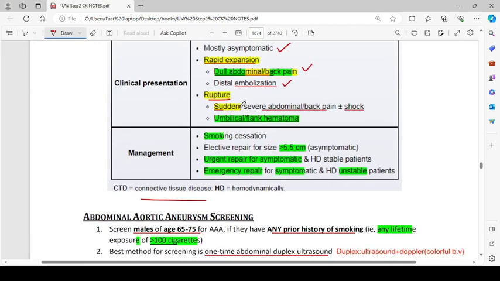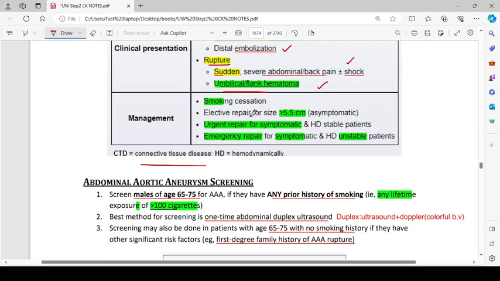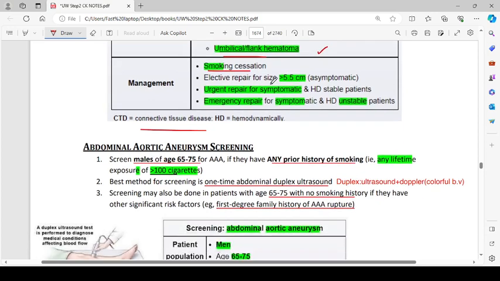If rupture happens, that can lead to sudden severe abdominal or back pain with or without shock, and umbilical and flank hematoma. Management is smoking cessation, and elective repair for size more than 5.5 centimeters if the person is asymptomatic. Urgent repair is for symptomatic and hemodynamically stable patients, and emergency repair for symptomatic and hemodynamically unstable patients.